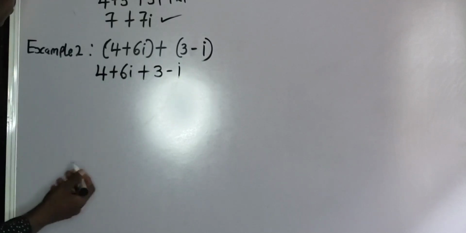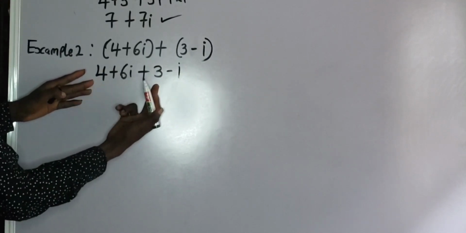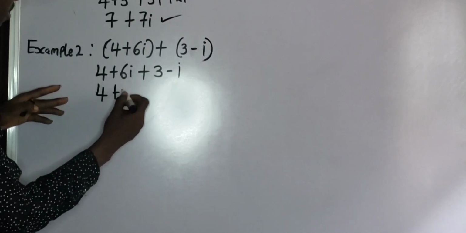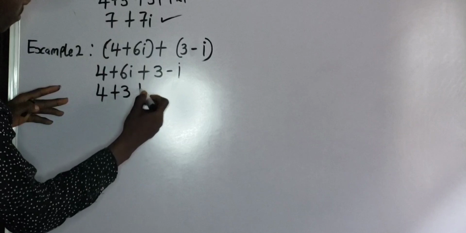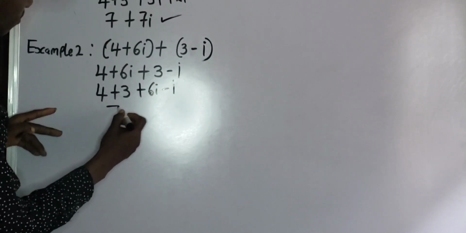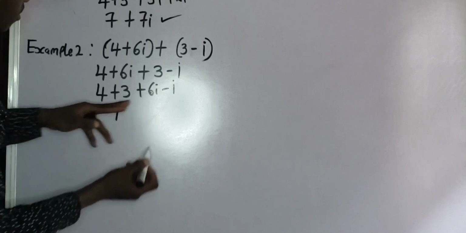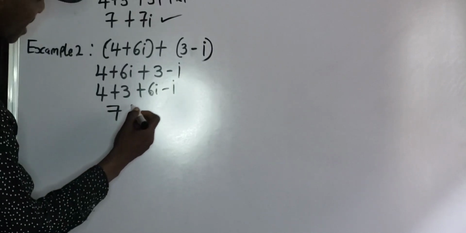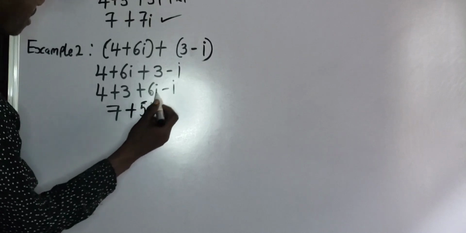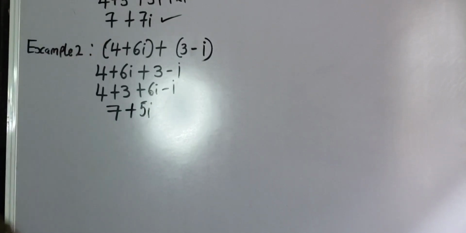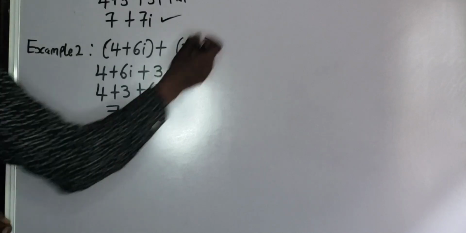You understand? So, since 4 and 3 do not have an imaginary unit i, I'm going to have 4 plus 3 plus 6i minus i. So, 4 plus 3 is 7. So, this will be 7 plus 6i minus i. That is plus 5i. So, the addition of these complex numbers is 7 plus 5i. So, let's have one more example.